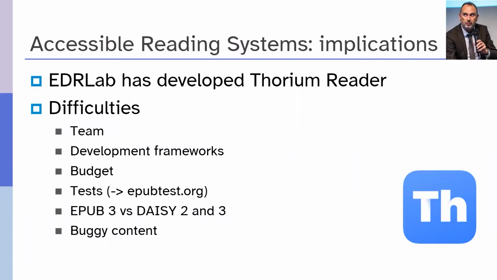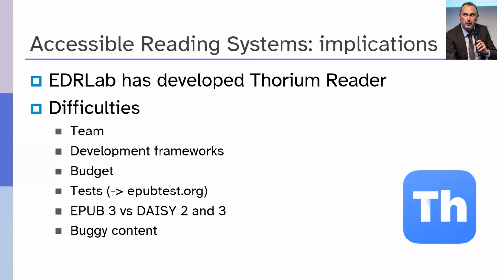The development budget for an accessible application is high. It adds time and money to be highly accessible. For example, for Thorium Reader, which is a free software and an open source software, we are always looking for small grants to get the machine running. So even if our members are providing a proper budget for now.